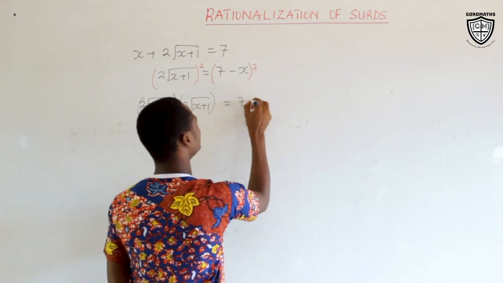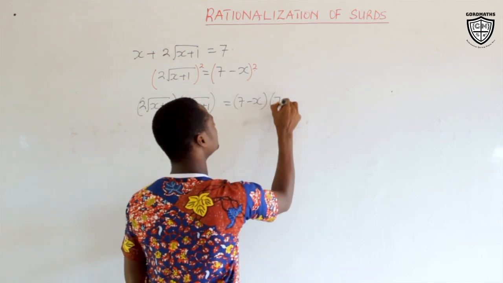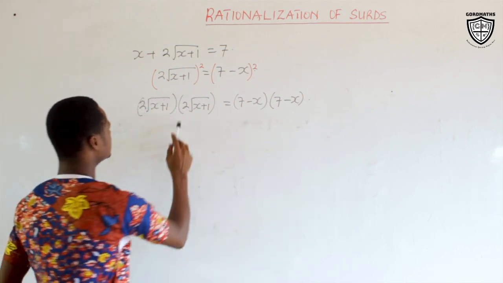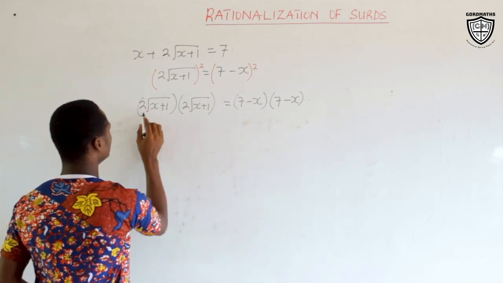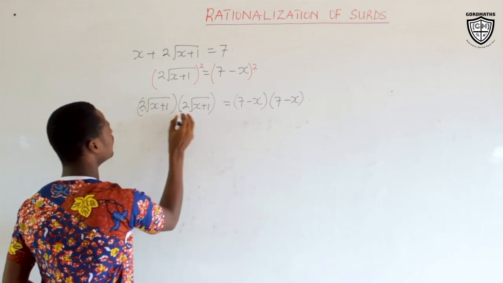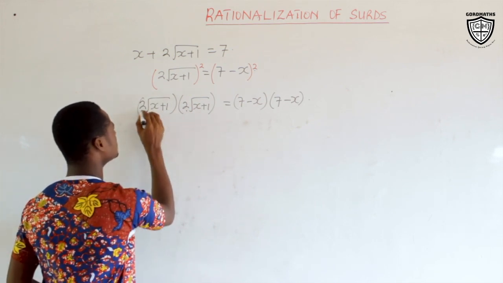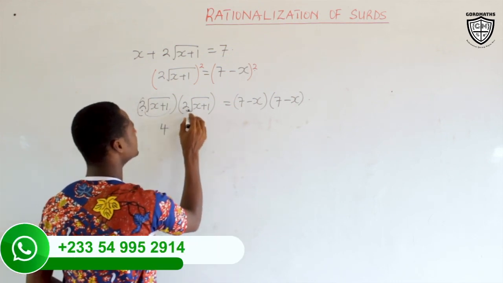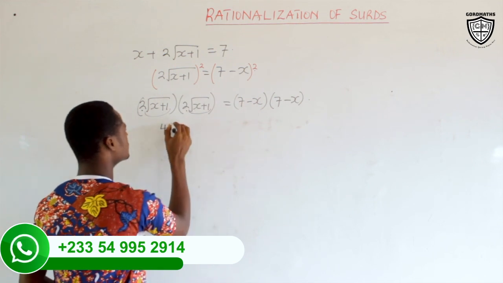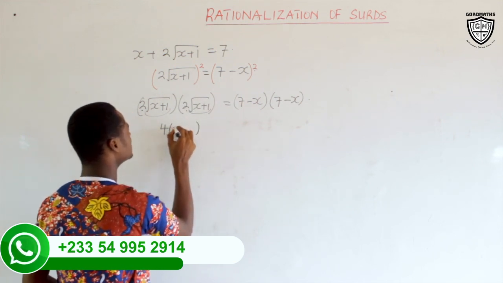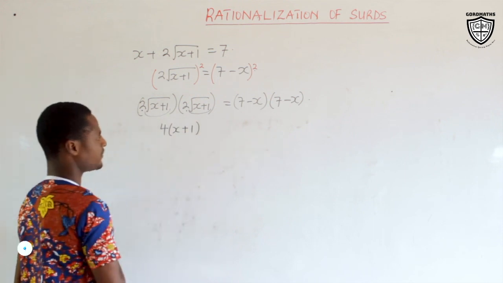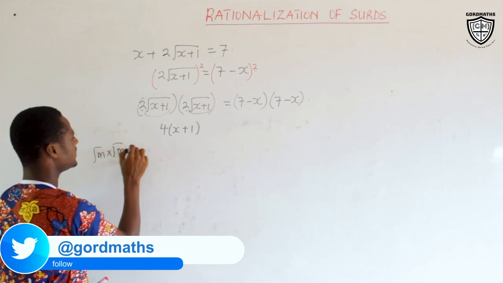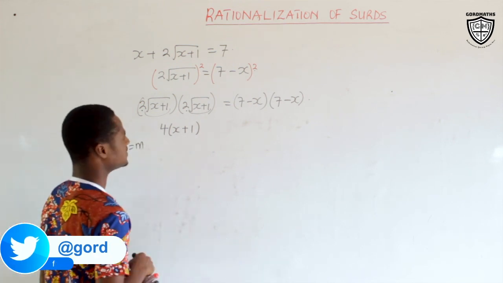Then we multiply 7 minus x by 7 minus x. Then, how do we simplify this? In multiplying surds, we know that the whole numbers multiply. That is 2 times 2 gives us 4. And then square root of x plus 1 times square root of x plus 1. The square root of a number multiplying itself gives us that number. Like for example, square root of n times square root of n gives us n, as in our previous examples.